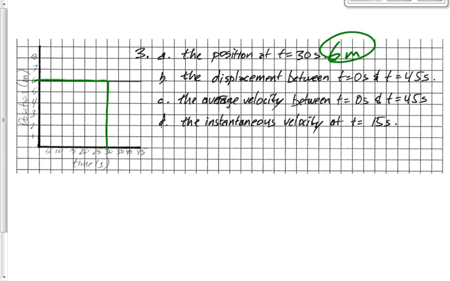What do we know about a straight, flat line graph like this? What's happening to the object? What do we know about it? Stopped, right? It's not moving. And what's its displacement if it's not moving? 0, right? The average velocity between 0 and 45, if it's not moving, it's 0 meters per second. And the instantaneous velocity at 15, if it isn't moving, it's 0 meters per second. So 6, 0, 0, 0.